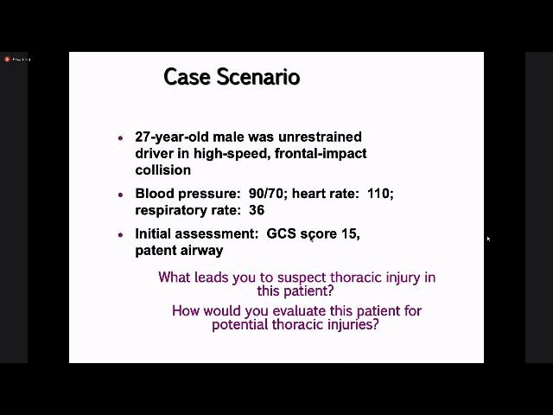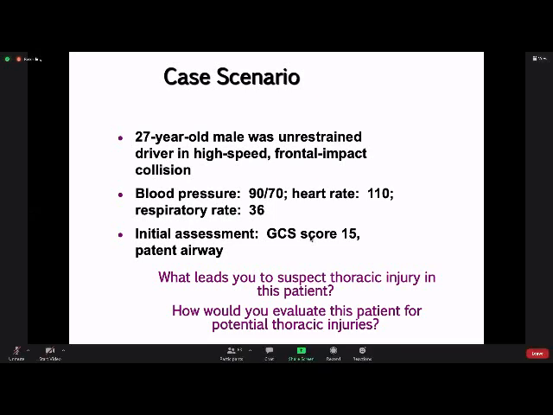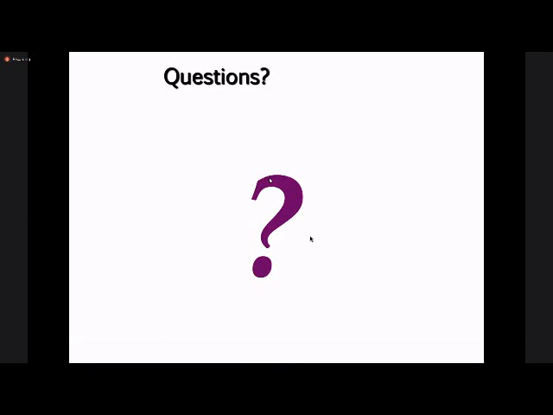Okay, the same patient that we discussed: a young man after a high-speed motor vehicle accident with low blood pressure, heart rate 110, GCS 15, at very high risk of having a significant chest injury. So we need to assess according to the way we discussed, identify whatever problems he's got, and then deal with them accordingly. Right, so that is the breathing part. Any questions?